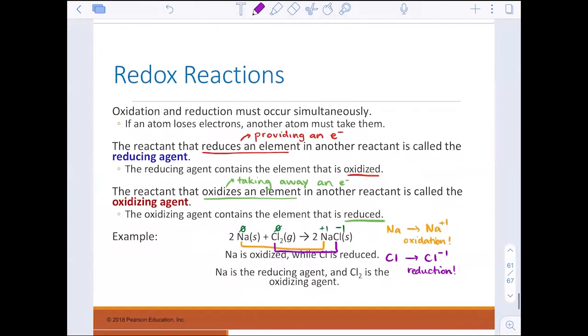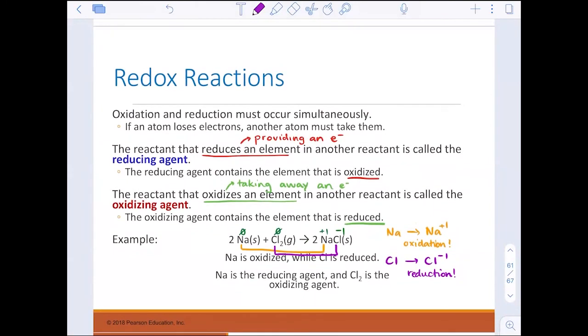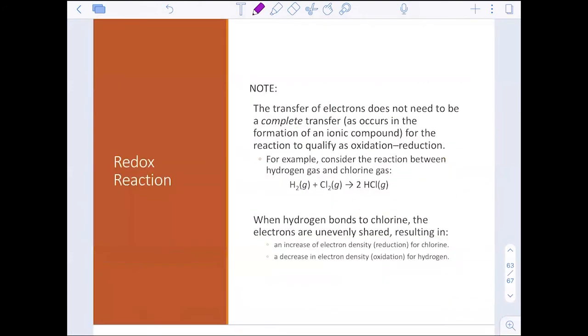That's how assigning oxidation states can help us understand what label we need to put on each of these species. Just a brief note, the transfer of electrons does not need to be a complete transfer, as it occurs in the formation of the ion. For a reaction to qualify as an oxidation reduction reaction, we need to just see a change of oxidation states. So when we look at some other examples, like this, hydrogen bonds to chlorine, the electrons are unevenly shared, right? And so don't think about these oxidation states as an actual transfer of electrons in this case. They're just a distribution of electrons. Oxidation states, again, are not charges. They are a way of bookkeeping a distribution of electrons, whether it's an ionic compound or a covalent compound.